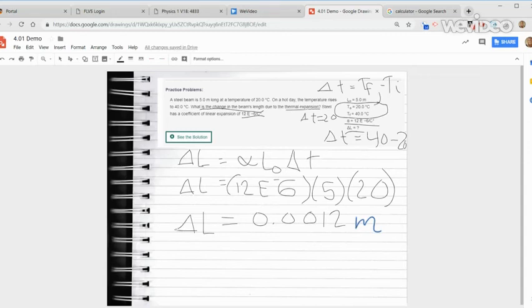Now, this can also be written in scientific notation. So if by some chance this were maybe a multiple choice question instead, we could also express this by moving the decimal 1, 2, 3 places to the right. Or actually, I didn't need the 0 there. It would be 1.2 times 10 to the negative 3. And that would still, of course, be in meters.